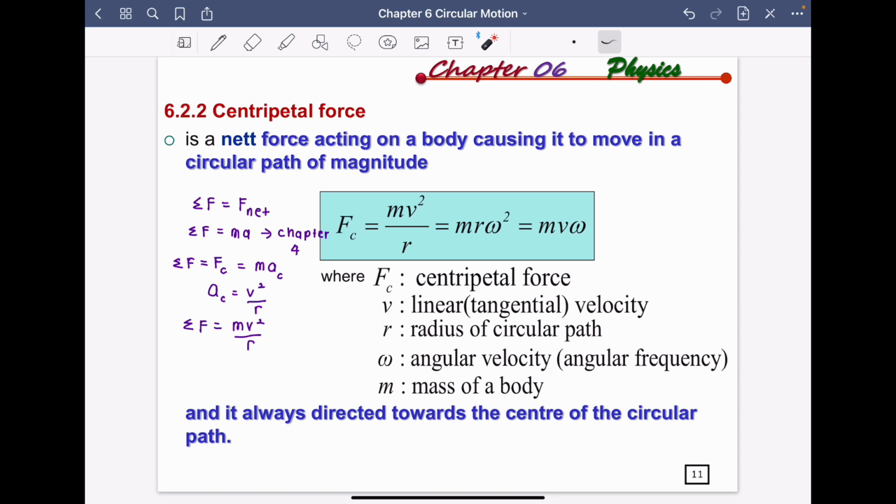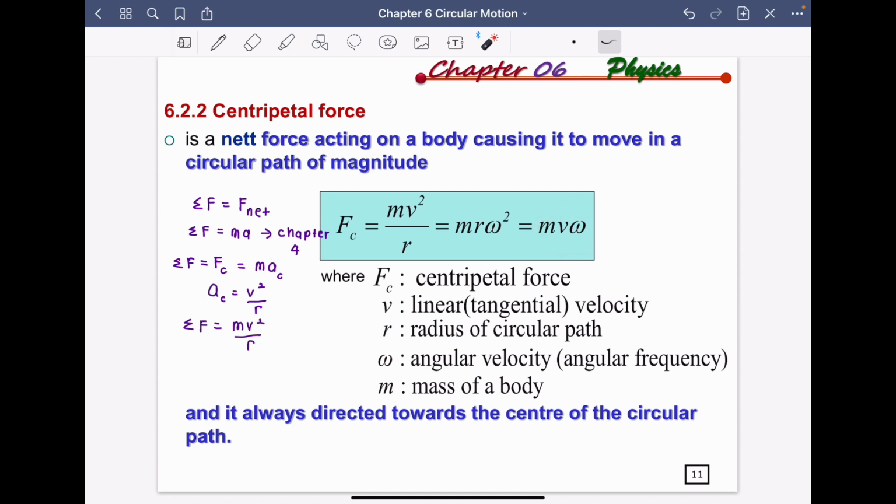Dia kita boleh pakai analogi daripada chapter 4 lah. Sebenarnya konsep dia lebih kurang. Cuma dalam chapter 6 ni kita berkaitan motion of an object ataupun a body bergerak dalam bulatan. Okay, so equation dia pun akan berubah sedikit lah. Sebab depend kepada AC kita tadi, dia adalah V square over R, ataupun kita boleh tulis M R omega square ataupun M V omega.